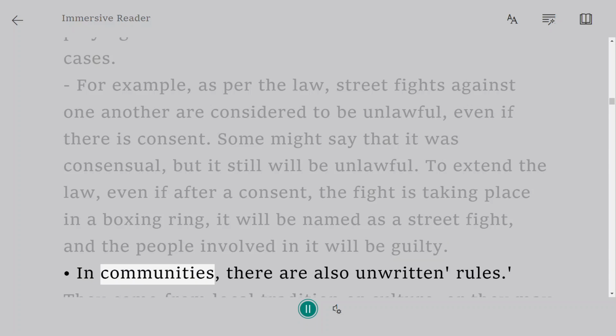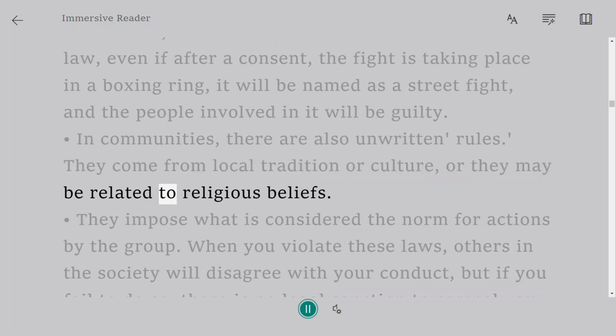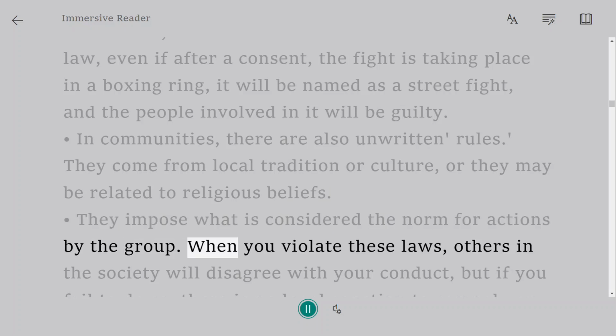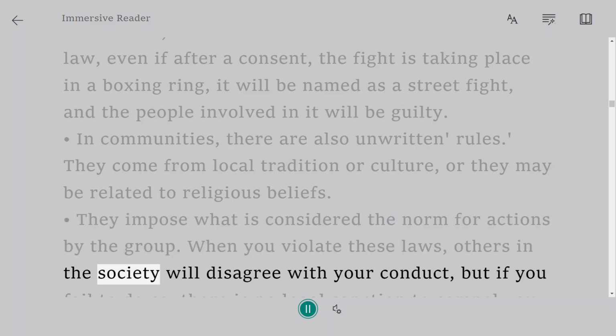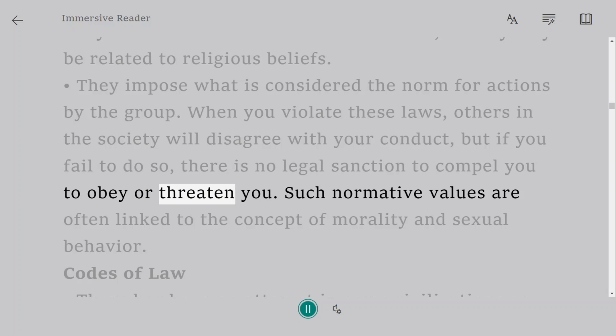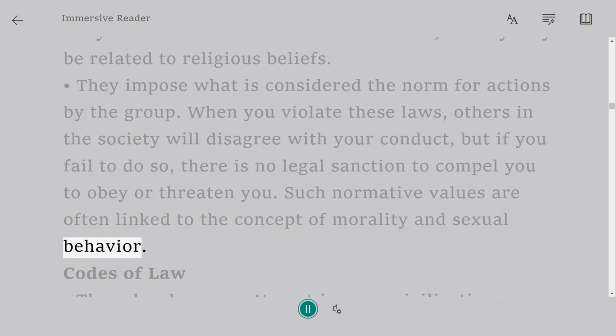In communities, there are also unwritten rules. They come from local tradition or culture, or they may be related to religious beliefs. They impose what is considered the norm for actions by the group. When you violate these rules, others in the society will disagree with your conduct, but there is no legal sanction to compel you to obey or threaten you. Such normative values are often linked to the concept of morality and sexual behavior.